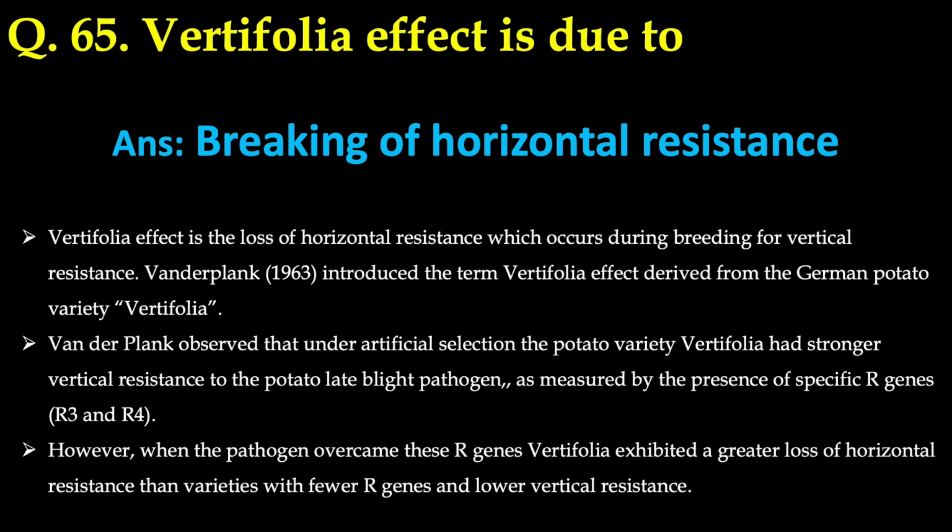And this was as measured by the presence of specific R genes. Those were R3 as well as R4. However, when the pathogen overcame these R genes, means R3 and R4, Vertifolia exhibited a greater loss of HR, that is horizontal resistance, than varieties with fewer R genes and lower vertical resistance.